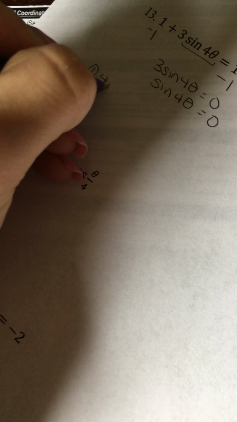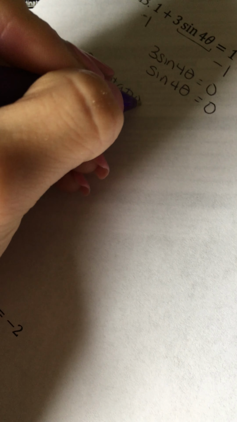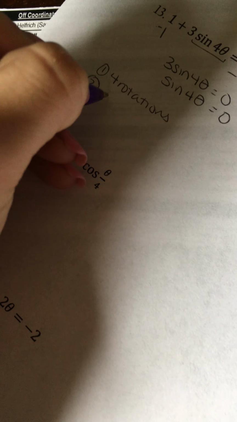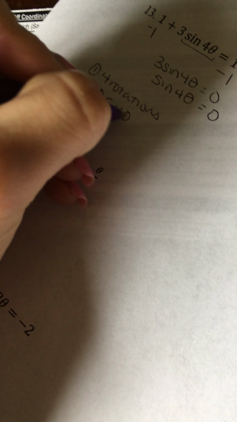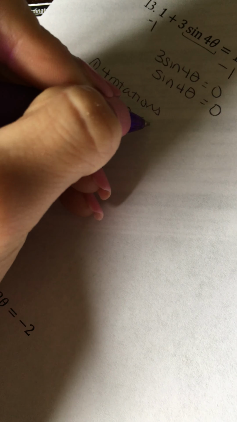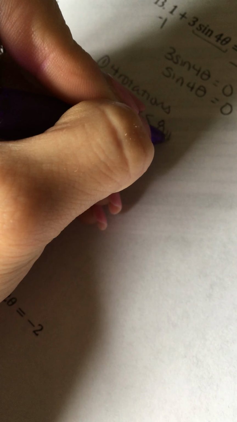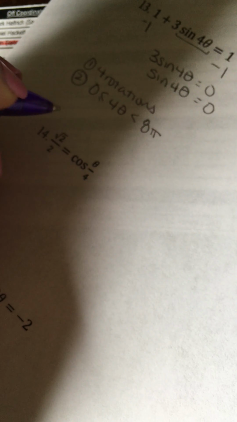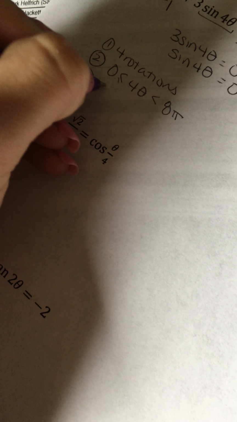All right, so we have 4 rotations. That's a lot. It's okay. We're going to adjust our domain. We're going to multiply both of those endpoints by 4. So 0 times 4 is 0, 2 times 4 is 8. So our initial answer should be between 0 and 8 pi. And then we're going to solve. Okay, so sine inverse of 0 is equal to 4 theta.